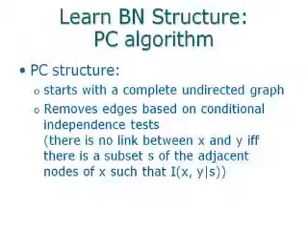Okay, so to learn the Bayesian network, we use the PC algorithm. It's a well-known algorithm used for learning the structure of a Bayesian network. To learn the structure, it starts with a complete undirected graph, and it removes edges based on conditional independence tests. If the data that we have is actually from a Bayesian network, and it's faithful, meaning it has a graphical model, and we have a correct conditional independence test, the PC algorithm guarantees that we find it.